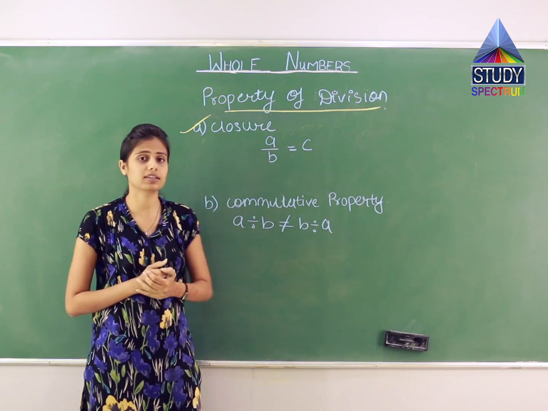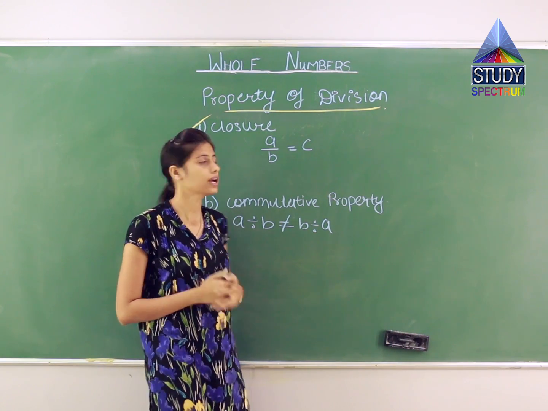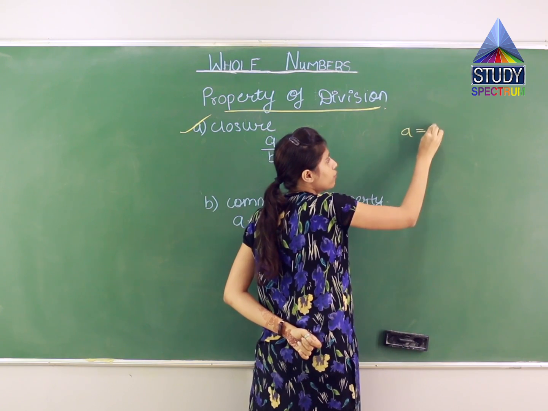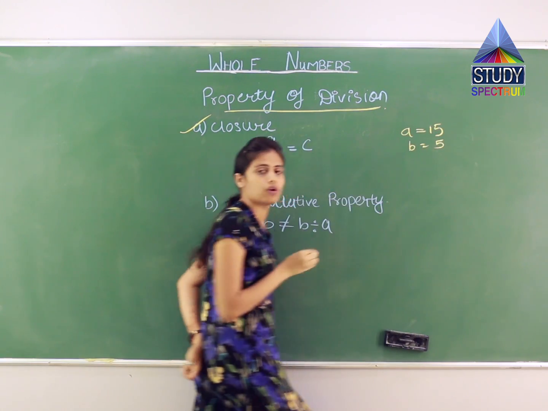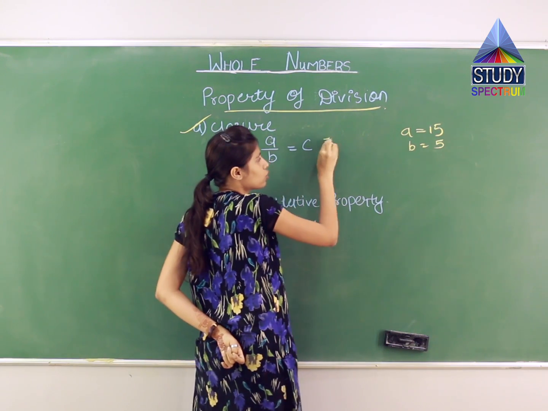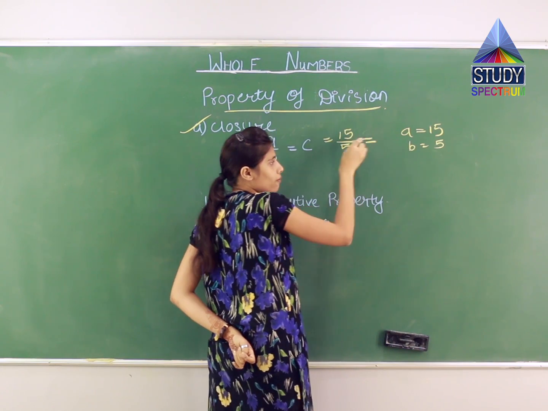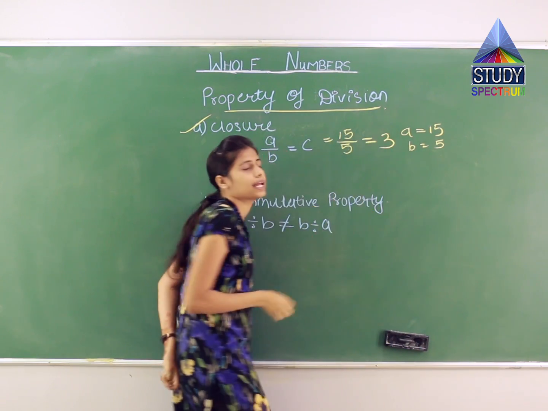Let us check whether this property holds good for division or not. If I say a is equal to 15, b is equal to 5. Okay, so I will substitute a and b. So it will be equal to what? 15 divided by 5. The answer will be what? 5 ones are 5, 5 twos are 10, 5 threes are 15. So the answer will be 3.